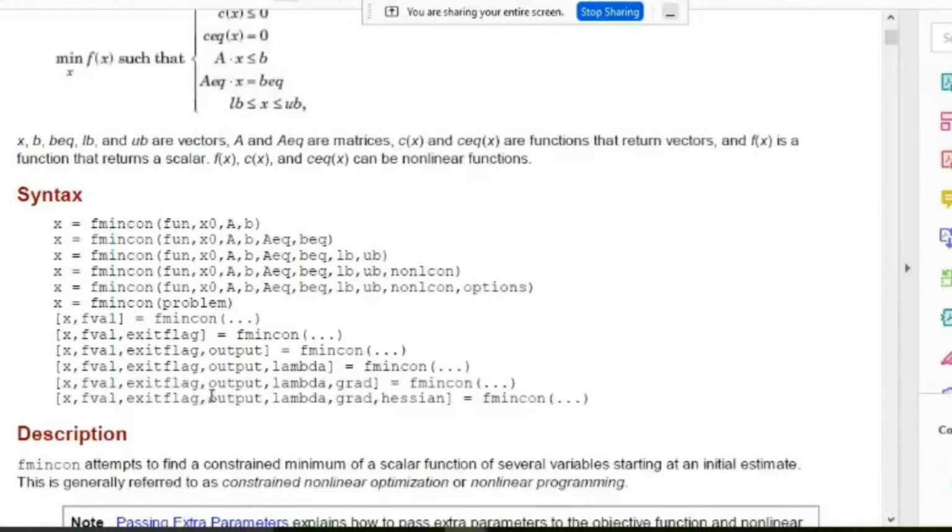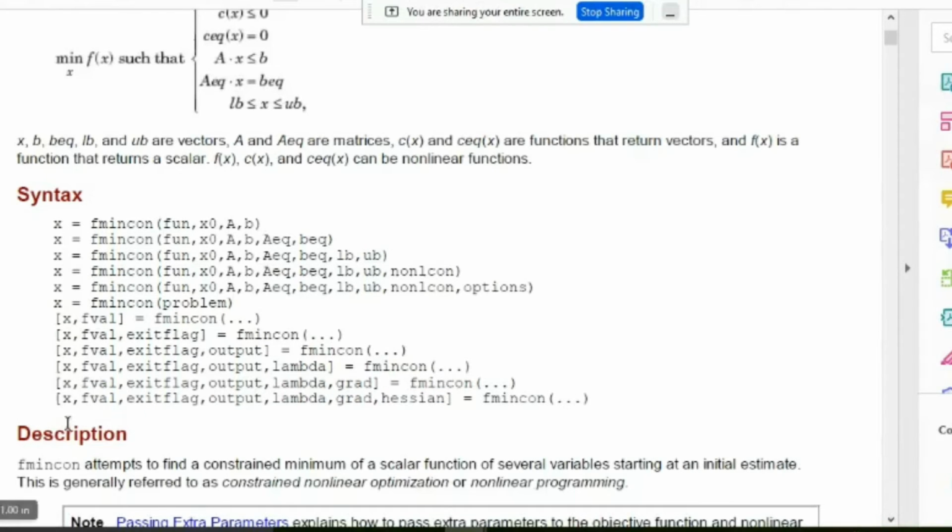Then output gives information regarding the output solution. A few more pieces of information can be displayed in the command window. Then lambda holds the Lagrangian multiplier values. If we want to display the Lagrangian multipliers, we have to provide this output argument. Then grad is the gradient value, the first order derivative, that is the slope. Then Hessian is the second order partial derivative values. If you want to display those values, we have to give these output arguments.